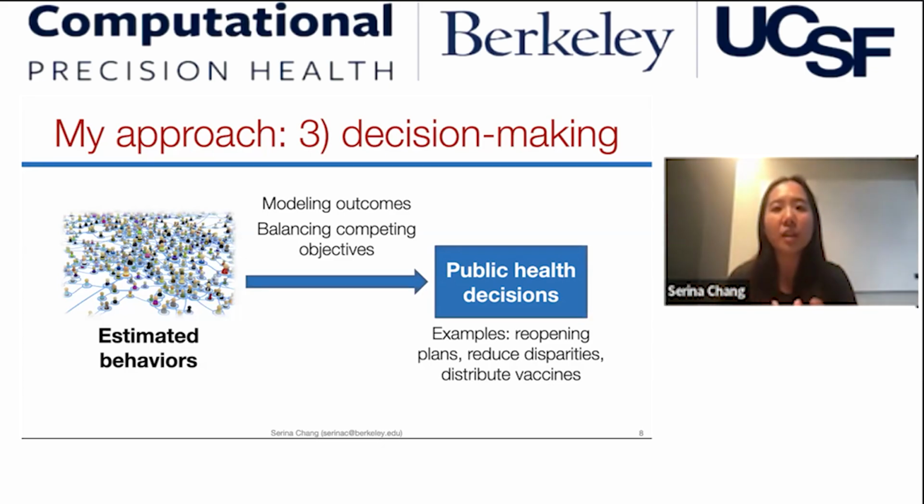And when you're doing this modeling, you now have a chance to get at competing objectives that often appear in difficult high-stakes decision-makings, like in public health. For example, if you want to balance reopening the economy versus minimizing predicted infections, these sort of models over behaviors allow you to look at competing objectives. And finally, we take these models to derive new public health insights, for example, around reopening plans or reducing disparities or distributing vaccines.